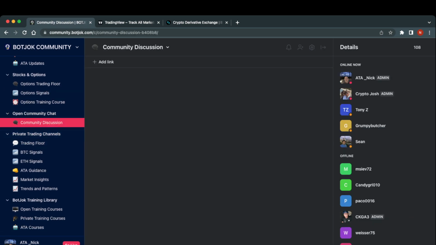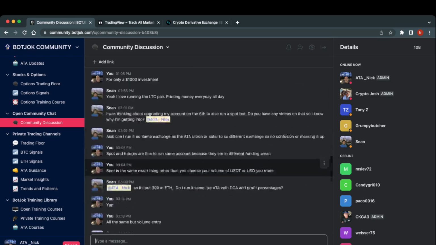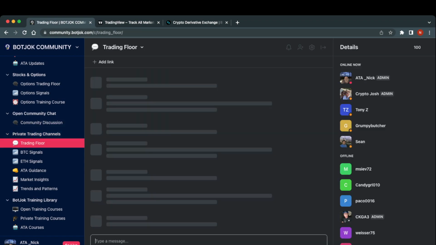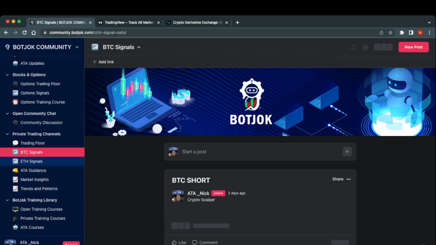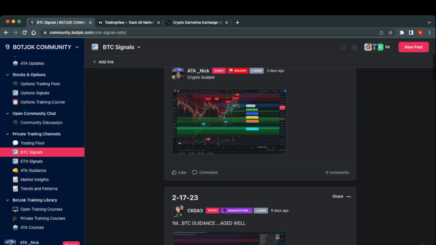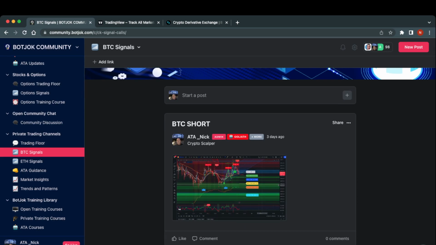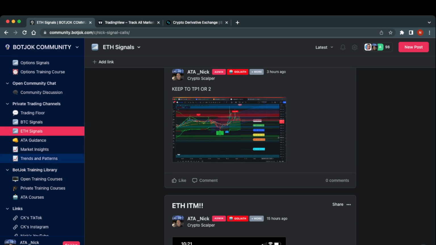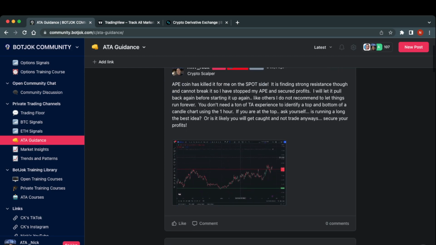Community discussion is where we have our open discussions within our community, where we talk about anything we want, market related or otherwise. Private trading channels is where we talk specifically in the trading sector. And BTC signals as well as ETH signals are in the same format as our option signals. When we send out our signals, it will show the signal as well as the take profit lines. Same goes for Ethereum.